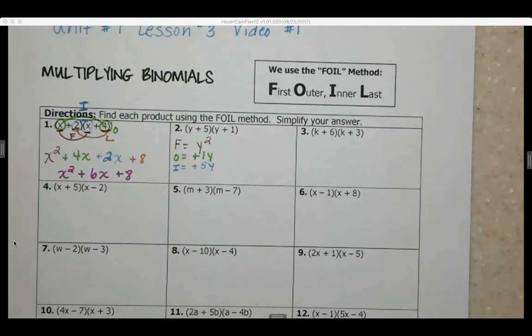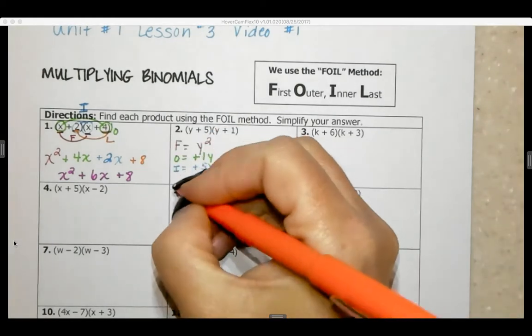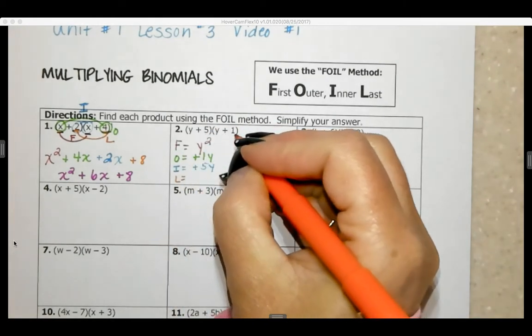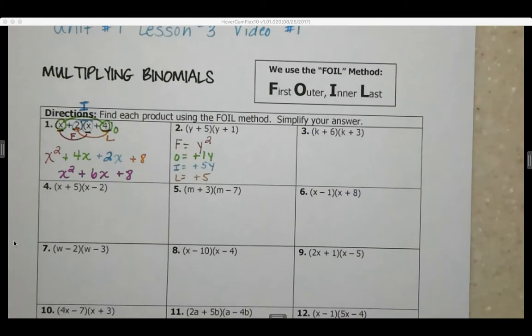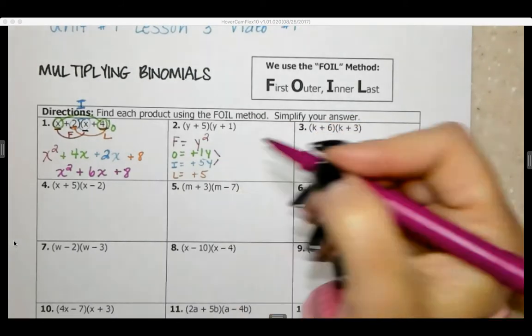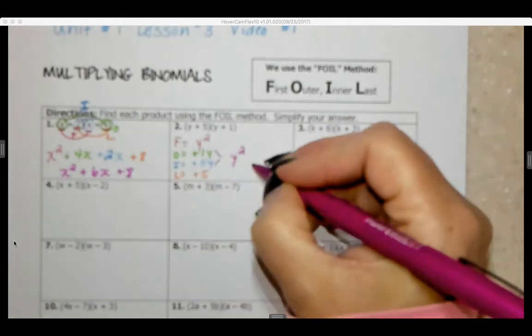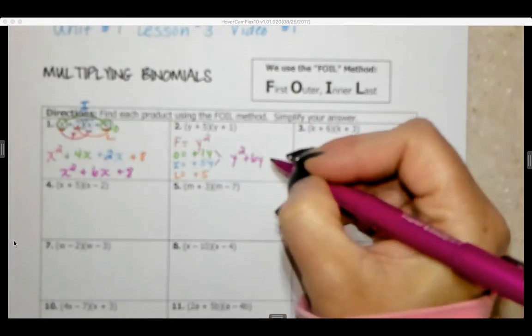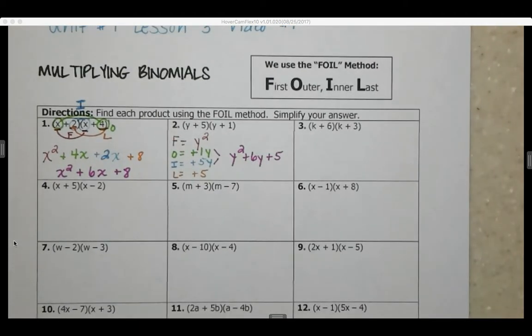And L stands for last. That would be this 5 and that 1. Last, positive 5 times positive 1 is a positive 5. So those are your answers to first, outer, inner, last. So now if I write it in standard form, realizing I have to put these two like terms together, I end up with y squared plus 6y plus 5. There it is in standard form. Okay?